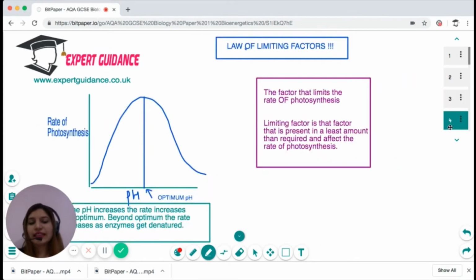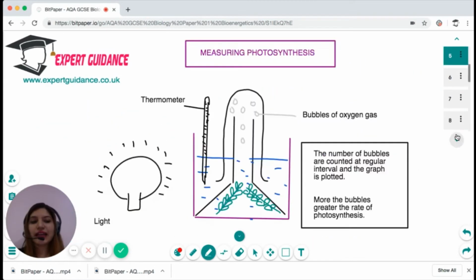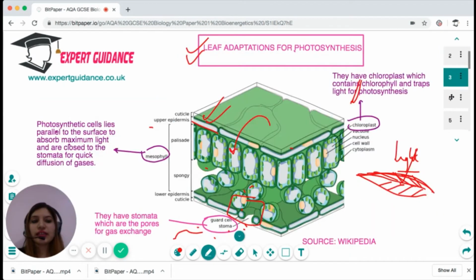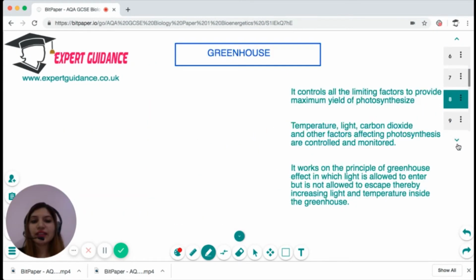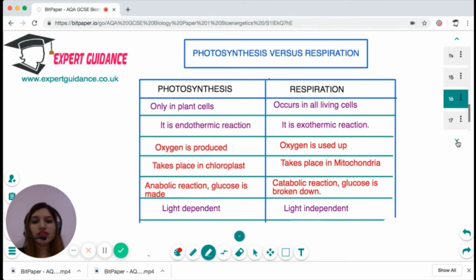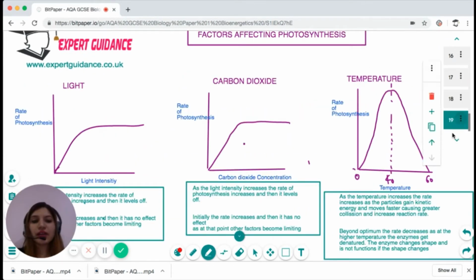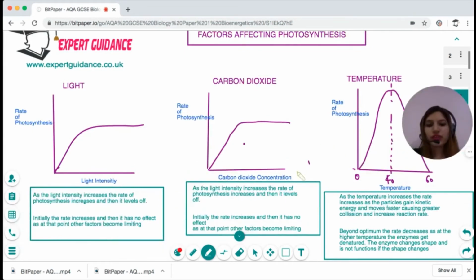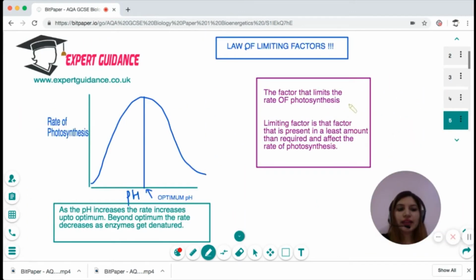Okay, next is what are the factors that affect the rate of photosynthesis? Now, the factors that affect the rate of photosynthesis, you can easily see these are the factors which are actually affecting the photosynthesis. Okay, so if you see, carbon dioxide is required, water is required. So all these factors affect the rate of photosynthesis. Okay, so if we see here, these are the factors which are affecting the rate of photosynthesis. It is the light, carbon dioxide, temperature, and the pH.